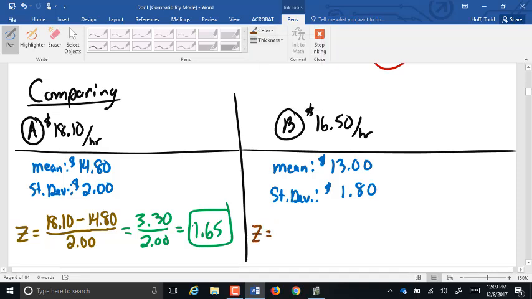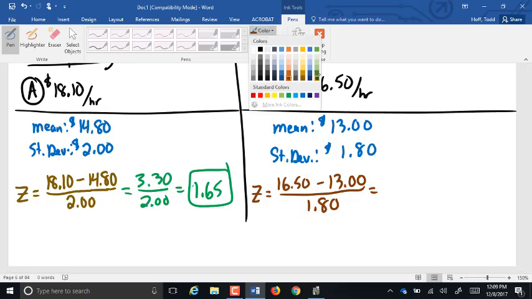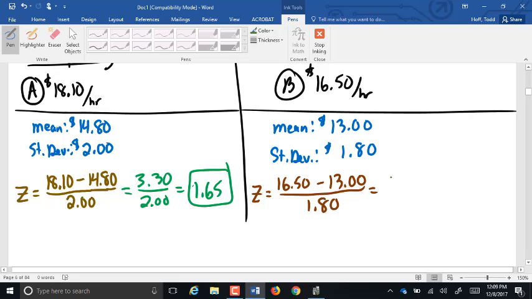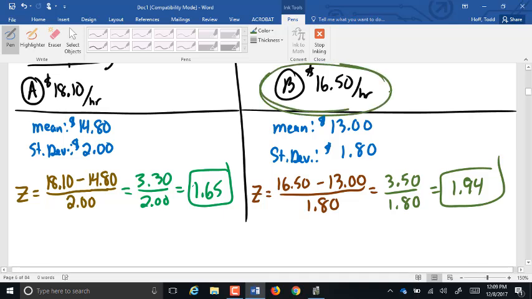Let's find the z-score for offer B here. What do I punch in? Perfect. 16.50, which is the value, minus 13, which is our mean. That's going to be divided by 1.80, which is our standard deviation. So 16.50 minus 13 is 3.50, divided by 1.80, which is going to be 1.94. It's still positive, so it's still above the mean, and it's 1.94 standard deviations above the mean. So compared to other wages in that same area, offer B is a better offer, even though it's almost $2 an hour less.